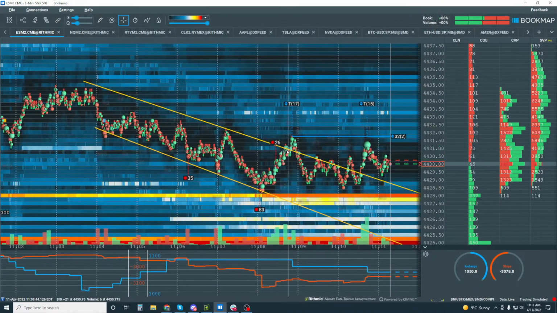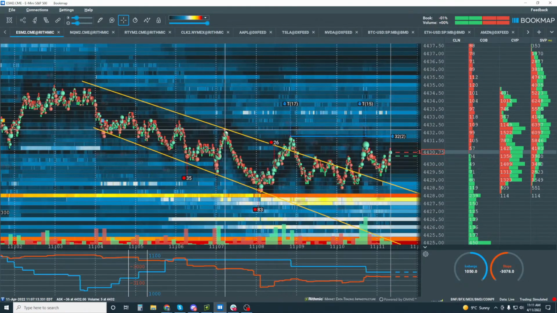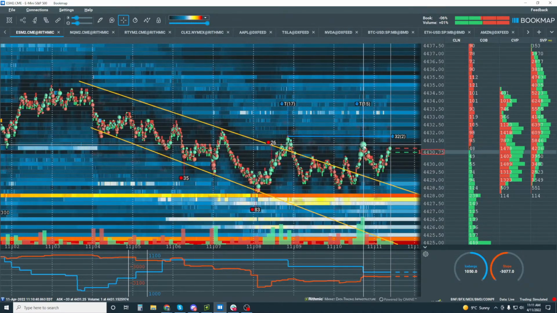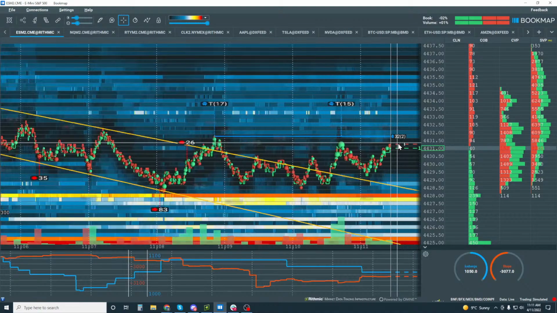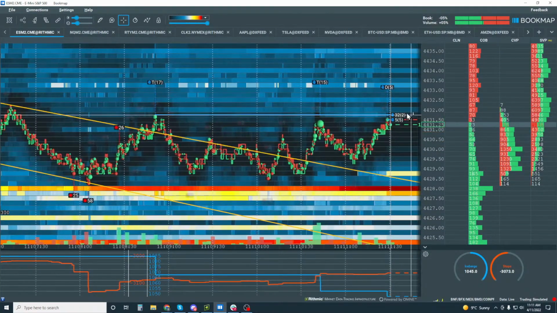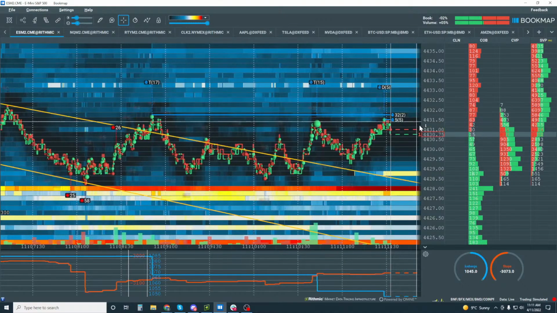Okay, we broke the trend line, but we didn't break the lower high here. In fact, even here, more buy volume, and we still didn't break it. So do we get buyers up here? Starting to. We see a lot of icebergs here as well, or a few.